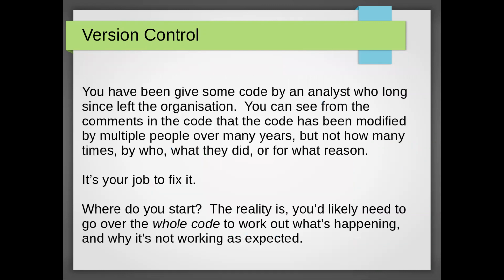Okay. Let's also imagine a different scenario. Let's imagine you've been given some code by an analyst who's long since left your organization, and you can see from the comments in the code that the code's been modified by multiple people over many years, but you don't know how many times, you don't know who's made the changes, you don't know what they did, and you don't know why they did it. And it's your job to fix it. Where on earth do you start with something like that? In reality, what you'd likely have to do is go over the whole code to try and work out what is happening and why it's not working as expected, because you haven't got that full traceback of the changes that were made and why and by who and when they did it.